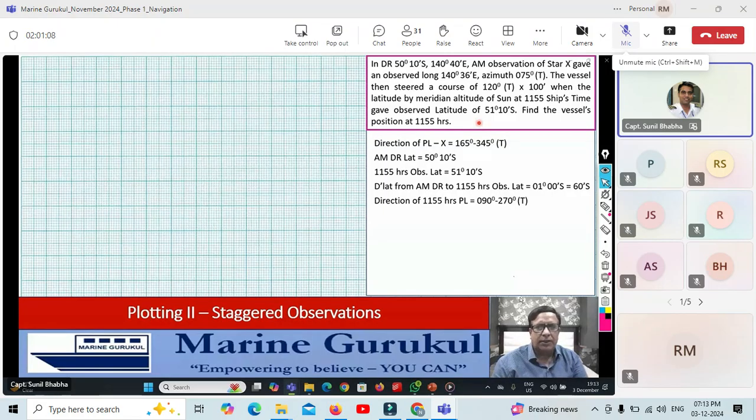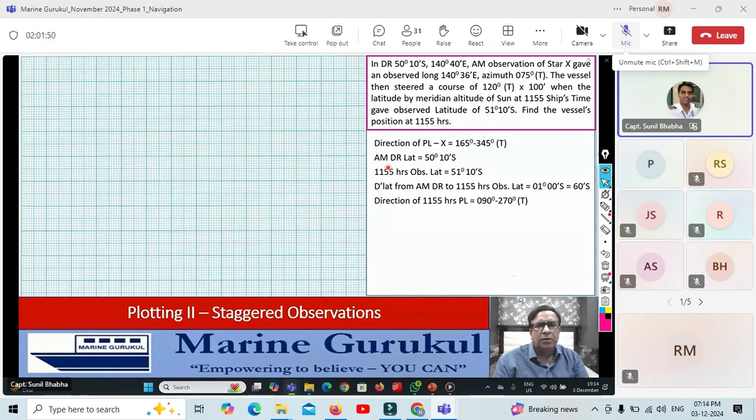I am pretty sure that if we were given a chart for this area, we could have easily transferred the AMPL to 11:55 and got the desired response. Now, in the absence of a chart, let's try to create a small chart on our graph and do this question through an assumed scale. In the morning site, obviously it has been solved by longitude by chronometer method. So the PL shall be drawn through DR lat and observed long. Direction of the PL perpendicular to azimuth shall be 165 degrees, 345 degrees. Why? Because the azimuth was 075 degrees true.